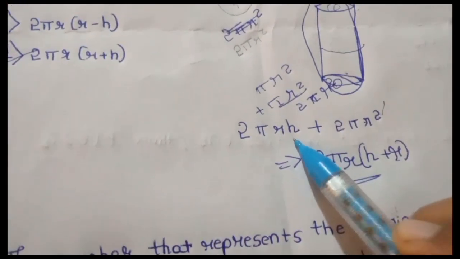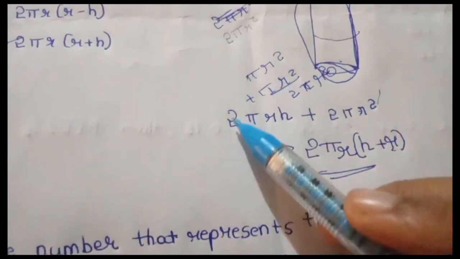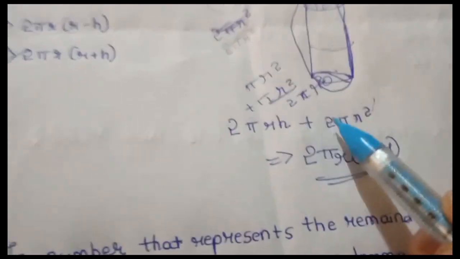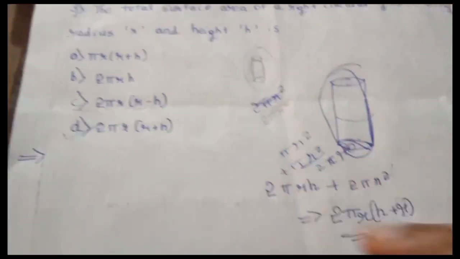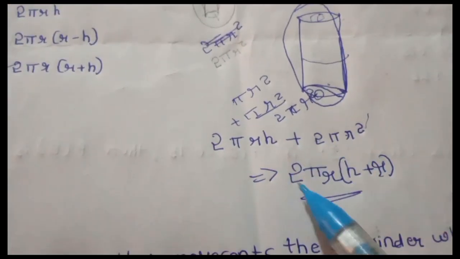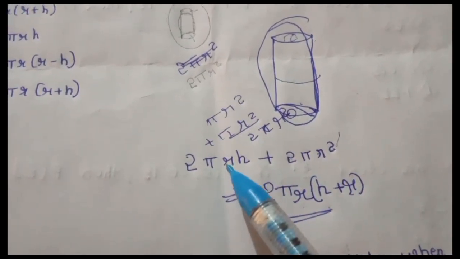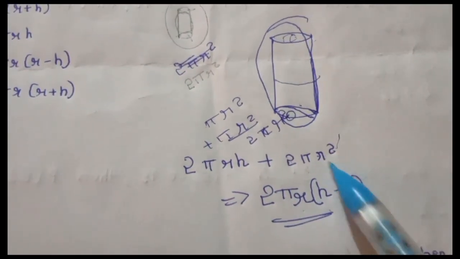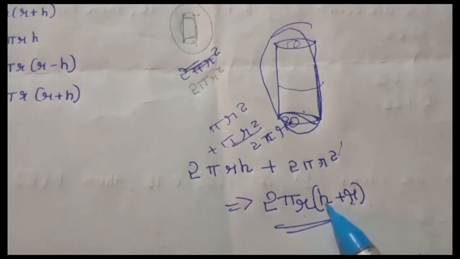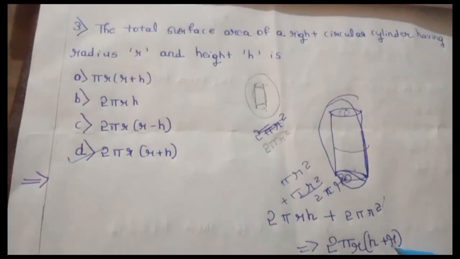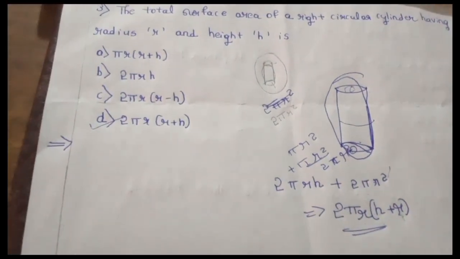So 2 pi r h plus 2 pi r square. We have to take common because we don't have such a direct option over here. If we take 2, pi and r common, we will be left with h here and r here. So h plus r, 2 pi r into h plus r. So the correct option is D.